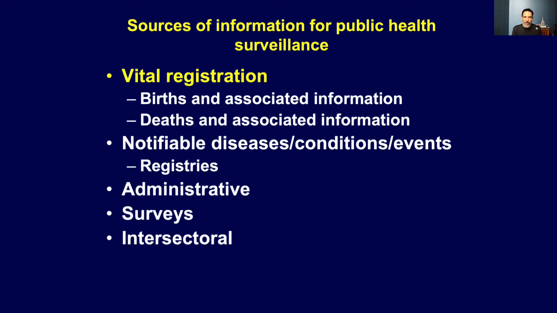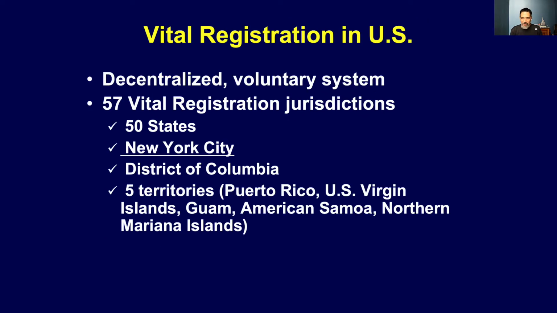So we talked about vital registration, so births and deaths. And that was really important for being able to identify health priorities in populations. We've talked a little bit about morbidity, notifiable diseases, reporting of certain conditions or events. And we set up registries to track these things under surveillance. But there are also some other sources like administrative records and surveys and intersectoral sources of data.